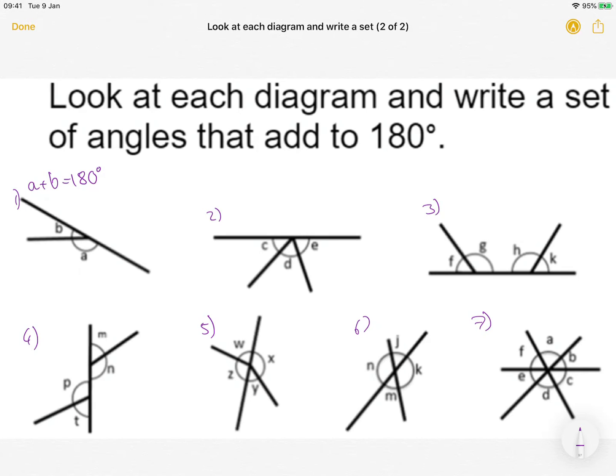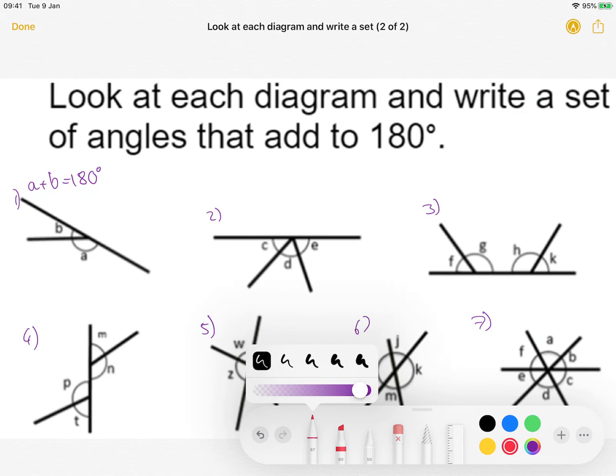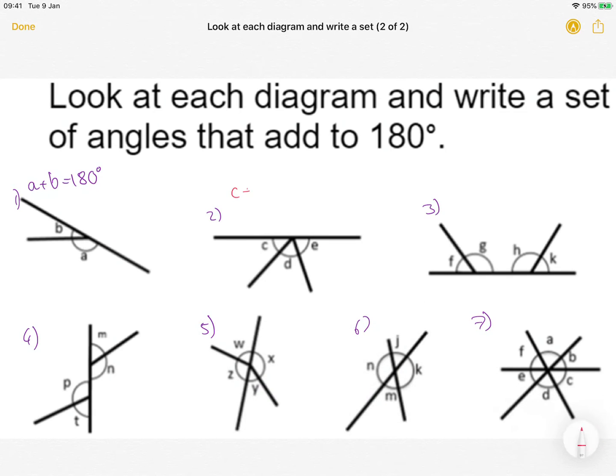So question 2, marking it in red pen after having a go at it ourselves. C plus D plus E equals 180 degrees in this case. There's nothing else there that equals 180, so that's the only one I could put. So if you weren't sure before, have a go at question 3, 4, 5, and so on now. If you're still not sure, watch me do this, and then see if you can have a go at 4, 5, 6, 7.